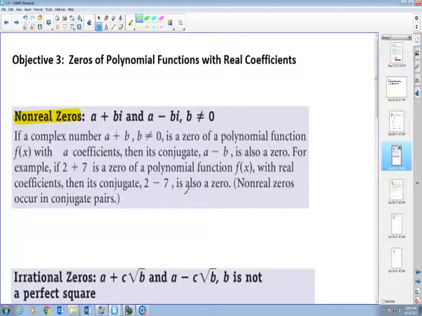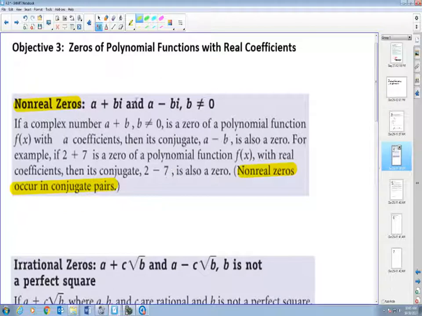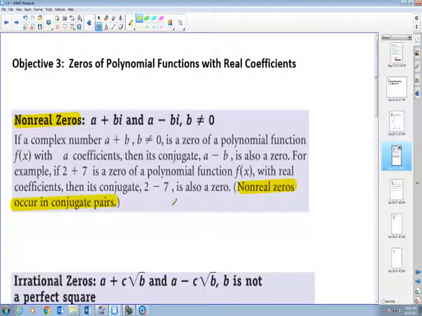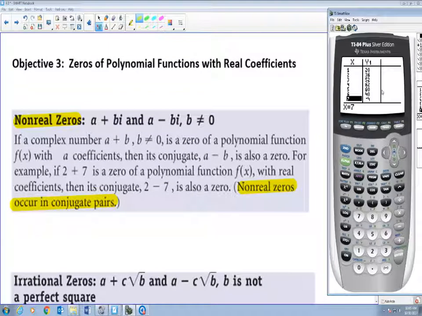Alright, so you can read through all this, but what's important about the non-real zero is the non-real zeros always occur in conjugated pairs. Okay, what that means is you're always gonna end up with a positive one and the negative ones. Non-real zero means it's imaginary, therefore it will not show up on the x-axis. Just like this problem we graphed just moments ago.